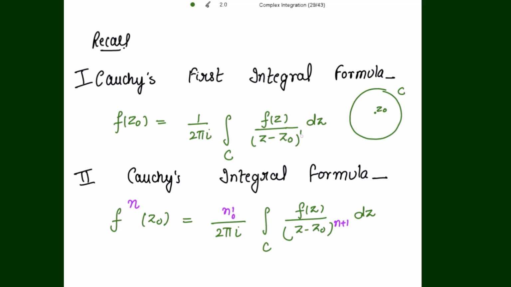If the power of the denominator is greater than 1, then we apply another Cauchy integral formula, which is the nth derivative of f(z) at z0 equal to n factorial over 2 pi i integral of f(z) over (z minus z0) to the power n plus 1 over C dz, right? Suppose the denominator is having the power 2. Then what is the value of n here? Here n plus 1 is 2, that is n is equal to 1 over here, then only the power becomes 2. Let's move on to the solution now.